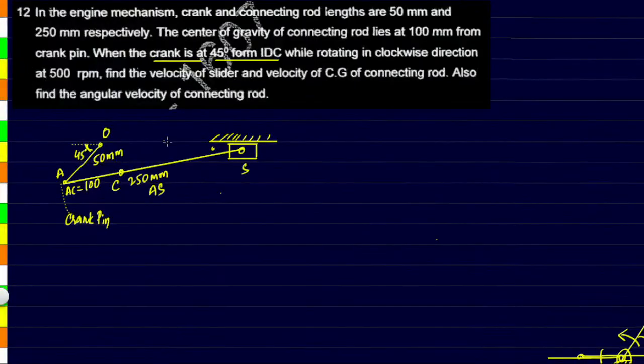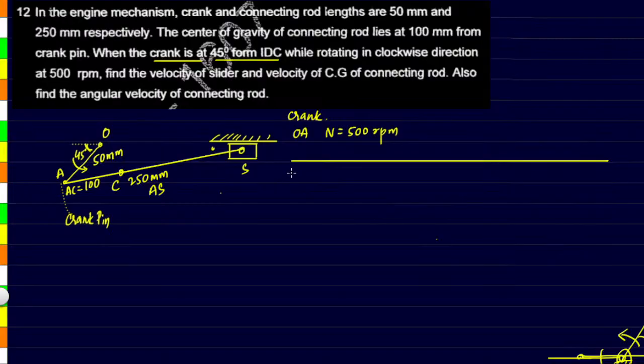So he's telling that the crank is rotating in clockwise direction at 500 rpm. So the rpm value has been given, 500 rpm. This is the rpm for OA, which is the crank. Here once again we'll have to draw a table called the velocity table.